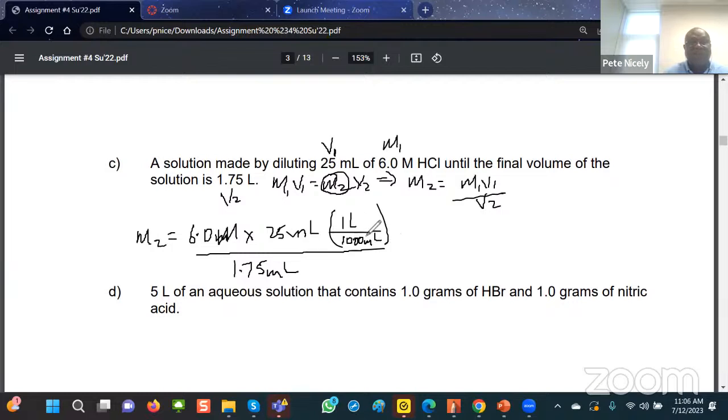So the milliliter units will cancel out. The liters, oh, this should be 1.75 liters, I'm sorry. So the milliliter units will cancel out, the liters units will cancel out, and then you can get the final answer, which according to my calculation works out to be equal to, okay, so the answer I got is 0.086. 0.086 M, all right?